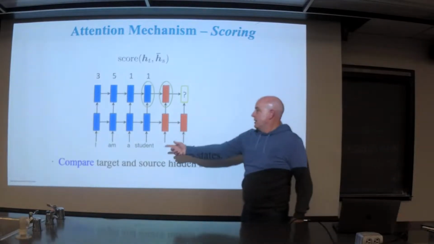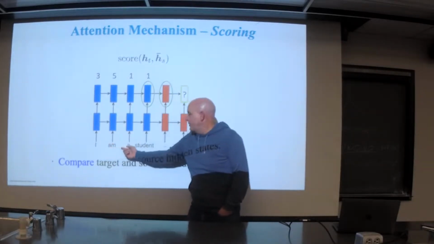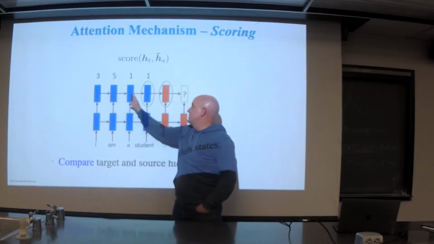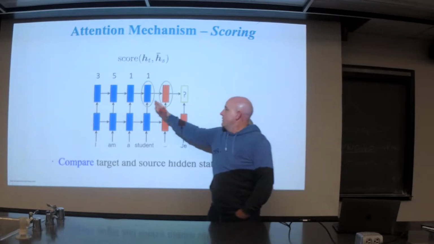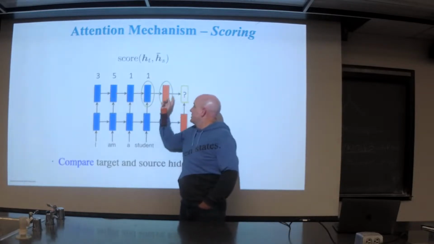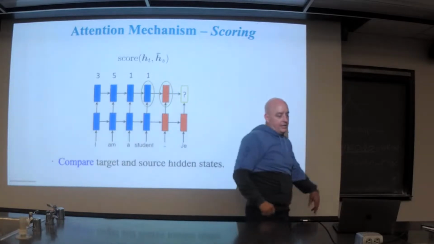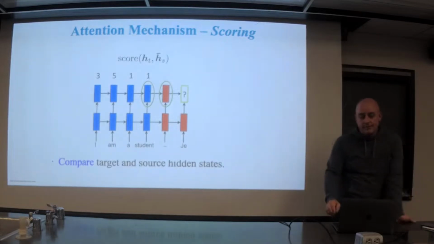Remember, after we run these forward through the network, these are now fixed, right? So for every stage of the decoding of the translation, these are just fixed vectors. And so whatever we have here, we're going to make this comparison. We just have simple numbers here, right? They produce some sort of score, 3, 5, 1, 1.